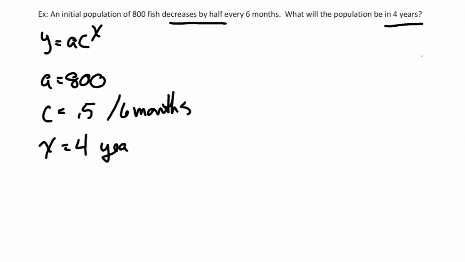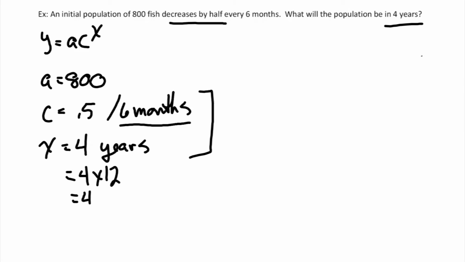However, that's in years, and our c value is in months. We need to have these in the same units. We take the 4 years and ask, how many 6-month periods are there in 4 years? So I'm going to take that 4 years and convert it into months, which gives me 48, and then I'm going to divide that by 6 to get it into 6-month periods, and I get an answer of 8.